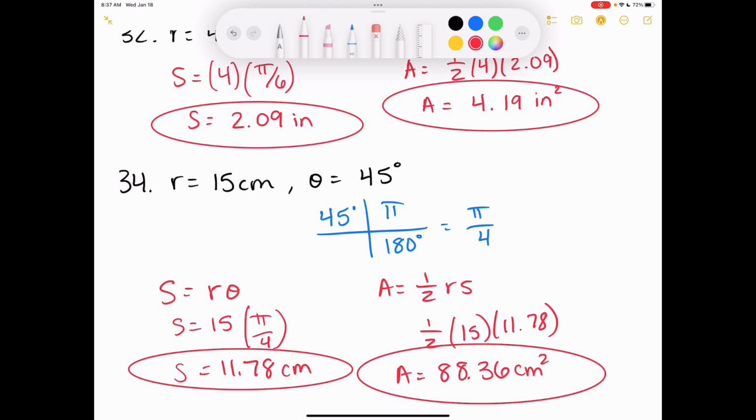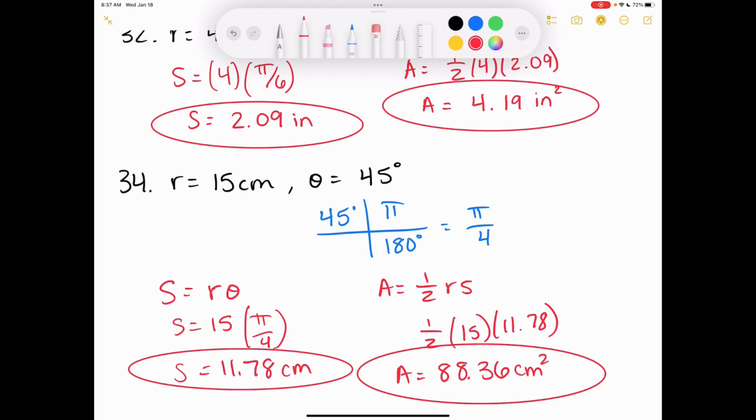So it probably goes without saying, but the most common mistake in these problems is not converting theta to radians. And typically, at least one of the problems on either the quiz or the test will be in degrees where you need to recognize to convert it. And a lot of times people don't convert it.